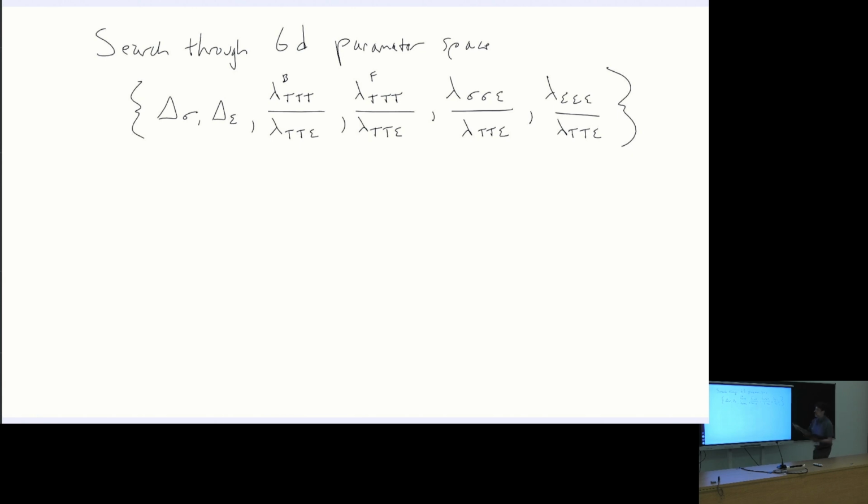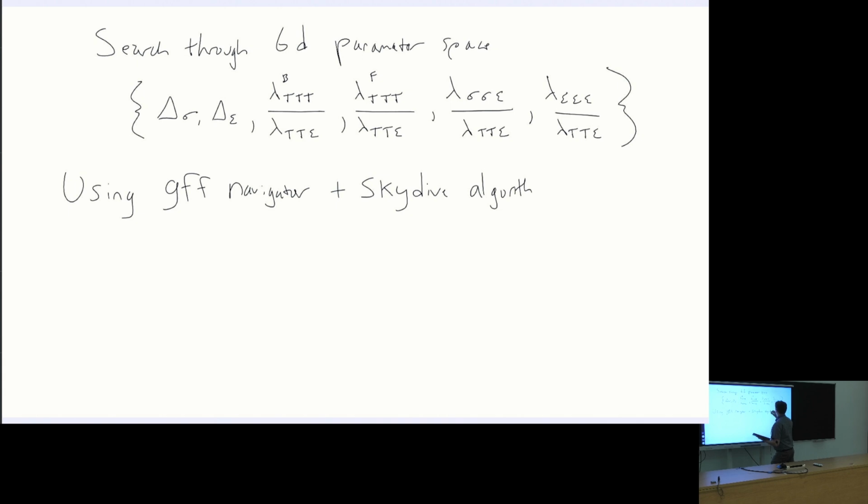Okay, now to search through this space, we're also using modern technology. The navigator approach, based on generalized free fields, together with the skydiving method, which was developed by Eike Liu, David Simmons-Duffin, Ning Su, and Balt van Ries.